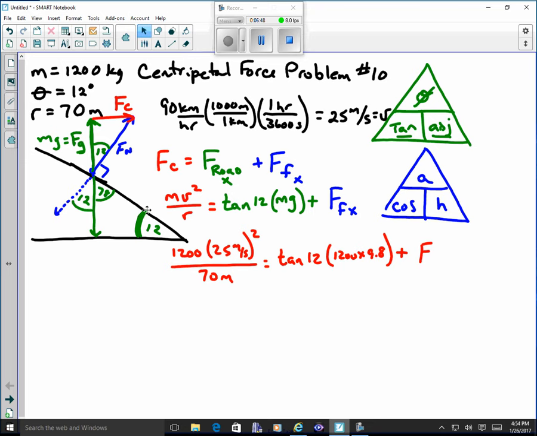Let me go ahead and put that in blue. I don't know why I wrote it all in red, but it's the friction force in the x direction. And so when I solve for the friction force in the x direction, that ends up giving me 8,214. So the friction force in the x direction is 8,214.6, something like that, newtons. Well, you don't want the friction force in the x direction. You actually want what the friction force going up the road is. So let's take another look at how we're going to do that.